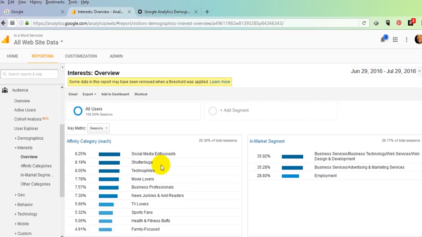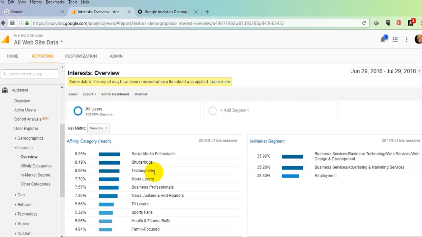Technophiles, people who love technology, love that as well. Movie lovers, business professionals, definitely want business professionals. Like movie lovers, I'm a movie lover myself. News junkies and avid readers, definitely want those folks. If you're doing a blog, you want readers. You want people that are going to be interested in what you have to say. I'm glad that I'm reaching these folks. This is right on target with what I wanted.